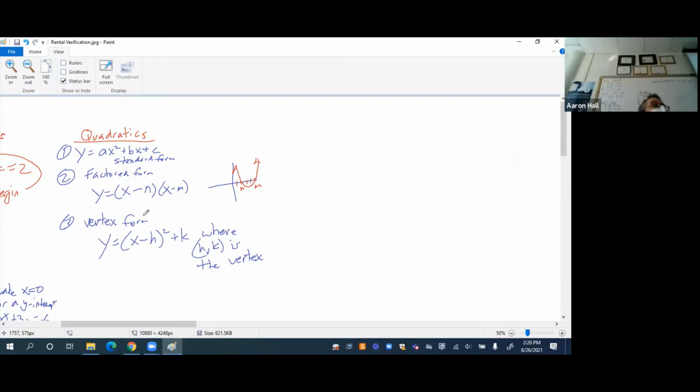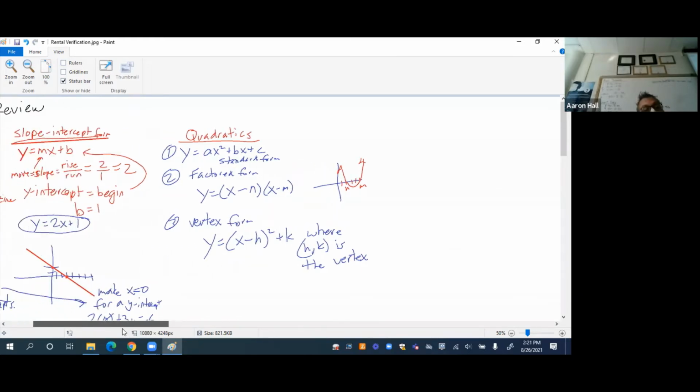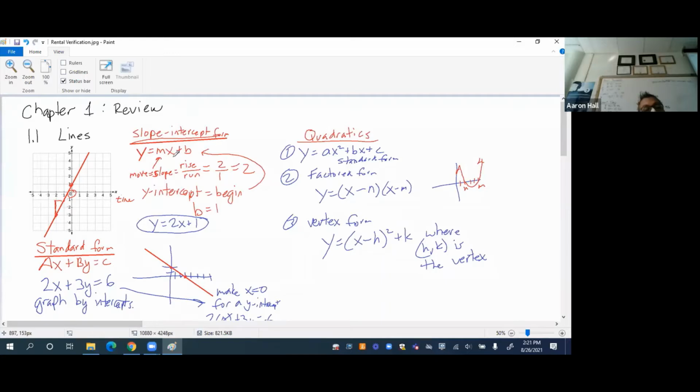There are three acceptable ways to write a quadratic: standard form, factored form, and vertex form. So it shouldn't be a big surprise that there are three different acceptable ways to write a linear. We're missing one. What is it? We have slope-intercept. We have standard form. The other one starts with a P. Point slope form. Point slope form is the third one.